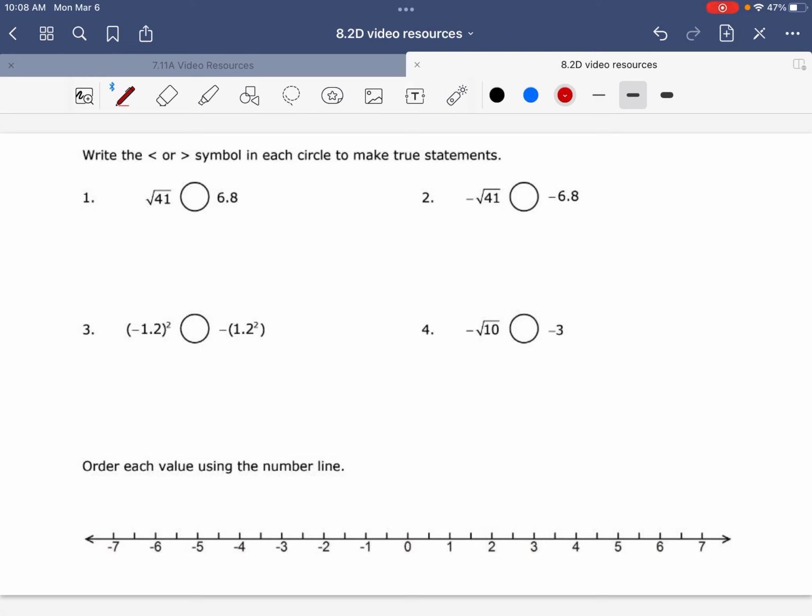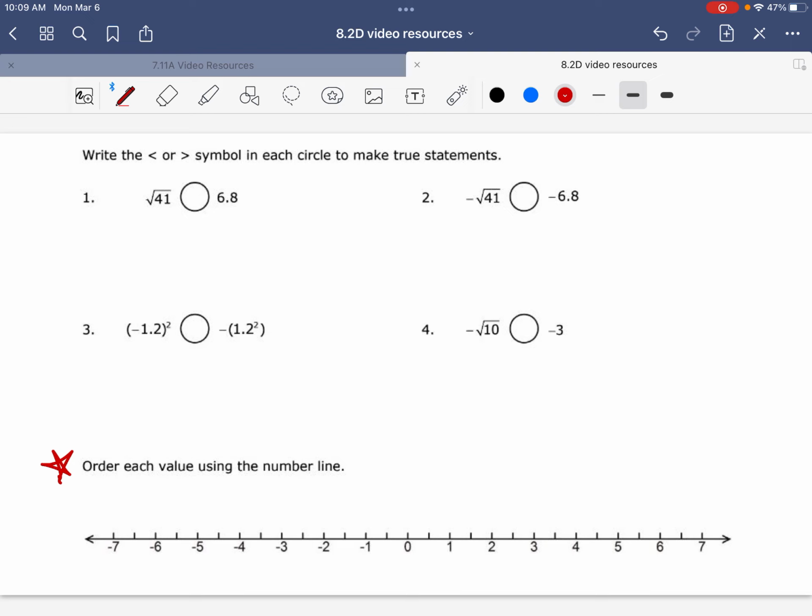Hey guys, today we're going to be comparing real numbers and then ordering them using a number line. So we have 4 statements at the very top of this where we want to compare 2 values using less than or greater than symbols. And then we want to order each value down here on the number line. So again, just like we've been doing, a tool that we can use is our Desmos calculator or the yellow handhelds, depending on what you have.